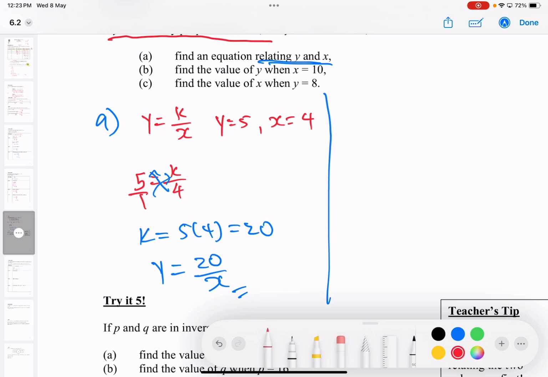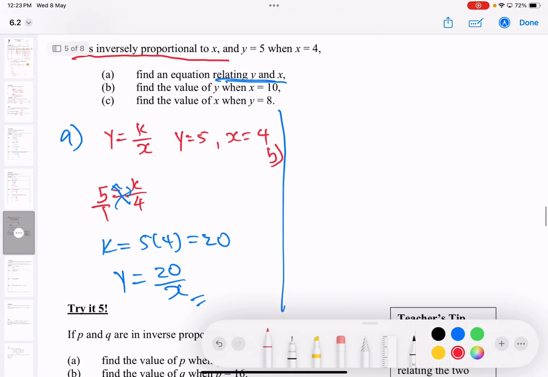Alright, let's look at part B. Let's look at part B. Find the value of y when x is 10. Okay? Find the value of y when x is 10. We already have the equation. Y equals to 20 over x. So when my x is 10, what is my value of y?